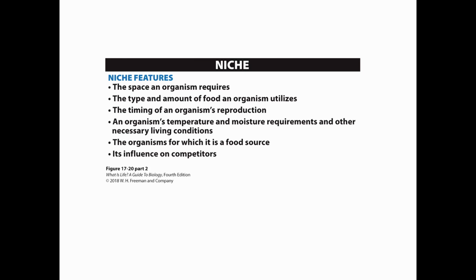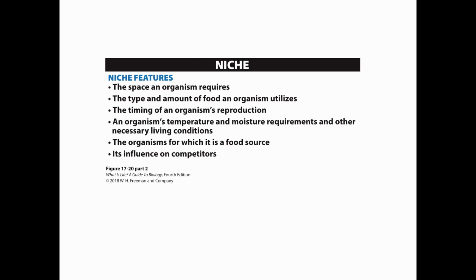What space does it occupy within the given ecosystem? Is it on the ground? Is it in water? Is it in the trees? The type of food that it utilizes, is it eating insects, seeds, plant material like leaves? Is it a predator? Is it going to go after herbivores? Timing of reproduction, does it reproduce very quickly? Is it slower? Does it reproduce during certain seasons? And then what kind of temperature, moisture requirements? What are the basic environmental conditions that have to be for the organism to survive?